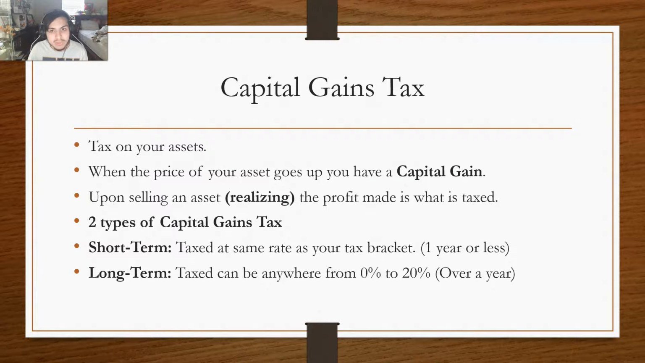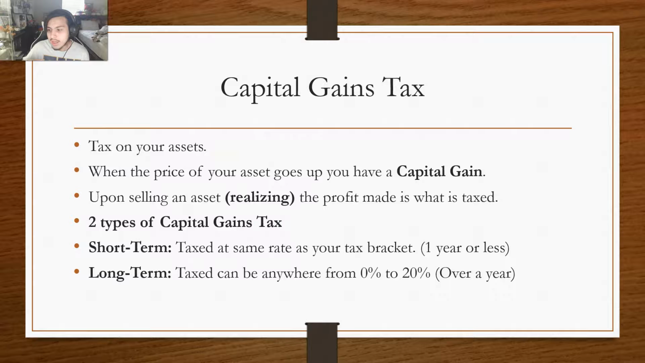The last one is the capital gains tax. Now, if you're on the younger side, this probably isn't something you're going to have to worry about, but it's still good to know because usually when people talk about taxing the rich or taxing wealthy people, they usually want to talk about the capital gains tax and not the income tax, because wealthy people usually don't make a high salary because they have money in assets and their net worth. So it's basically just a tax on your assets.